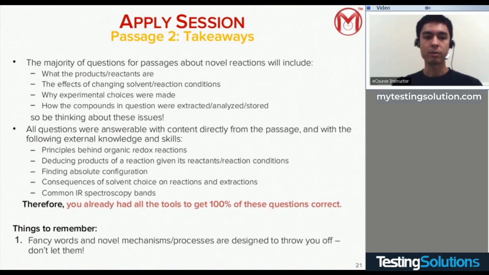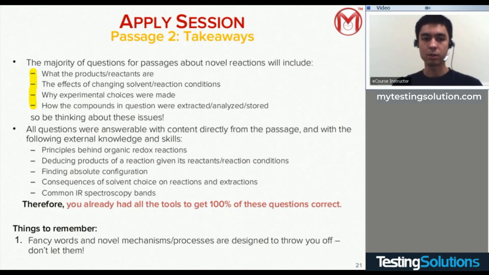So, takeaways from this passage. The majority of these questions are for passages about novel reactions, right? It's a novel reaction we haven't seen before. So, what are the products, the reactants, the effects of changing the solvent conditions, why experimental choices were made, right? How are the compounds extracted, analyzed, stored? So be thinking critically about these issues as you're reading through the passage, because it's functionally guaranteed that you're going to see questions along these lines for any new experiment or new reaction series.